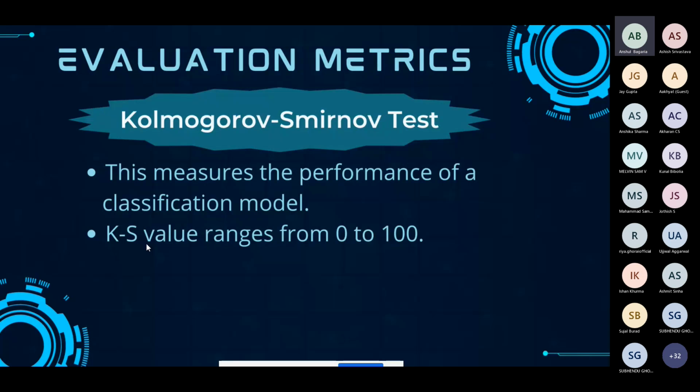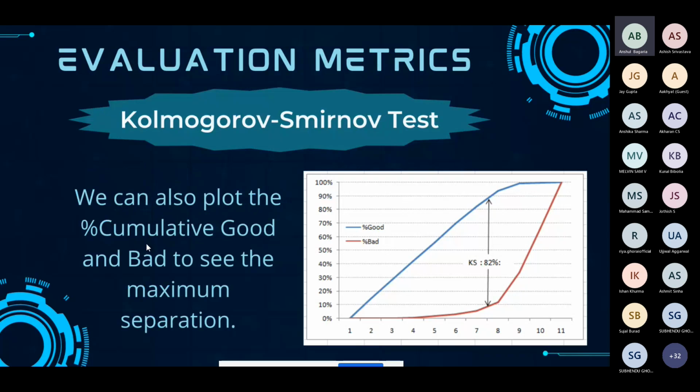On the other hand, if we are not able to differentiate between the positive and negative, like if we randomly classify them, then the KS value will be 0. And as we can understand, higher the value of KS, the better the model is in distinguishing the cases. So here we can see a plot of percentage cumulative good and bad. Here good refers to the correct classification and bad refers to the wrong classification. So the largest difference between these two graphs is what will give us the maximum accuracy of this test.